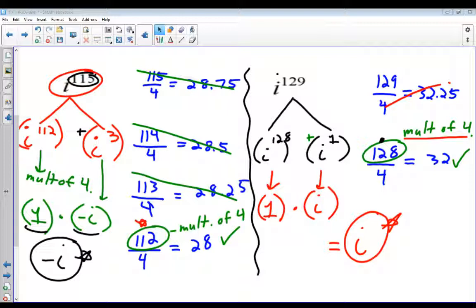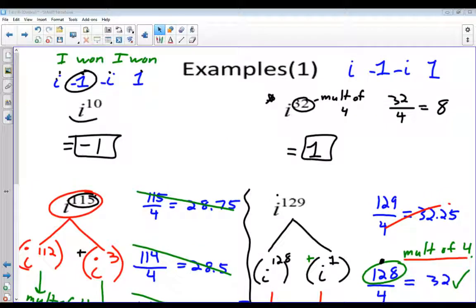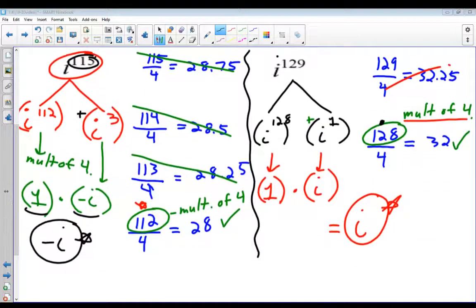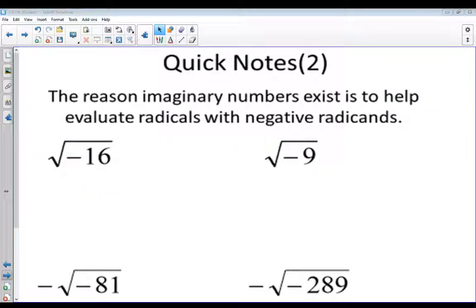So in other words, when you have problems like these on the online homework, you can either count using the i1, or you can use this procedure to find a multiple of 4 and then break it down to find your answer in a much quicker method. Each procedure is available to you. Use whichever one you like. But now moving on to some different examples.